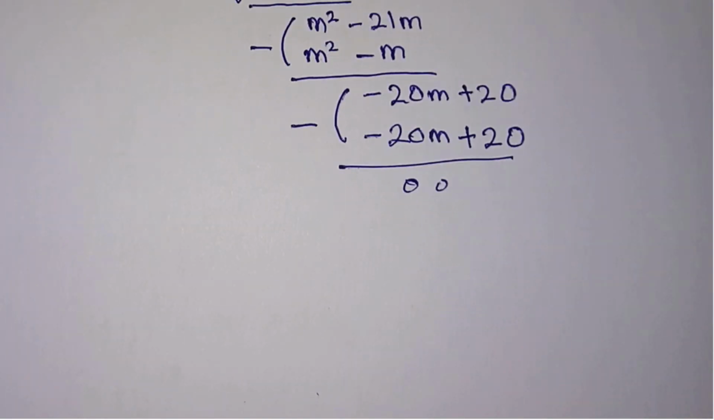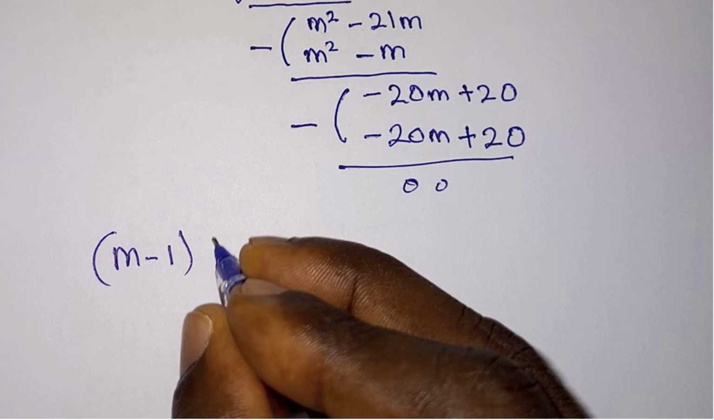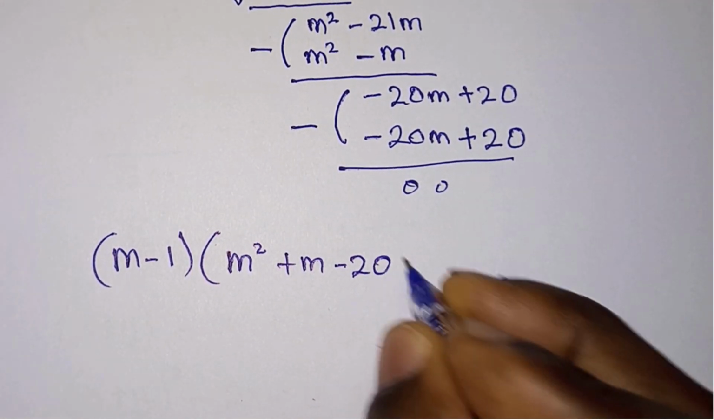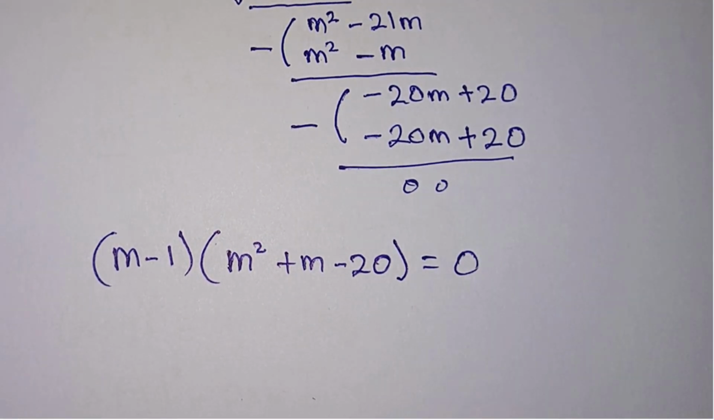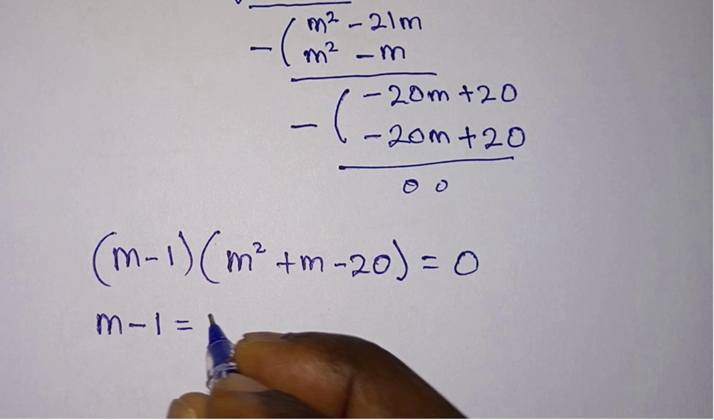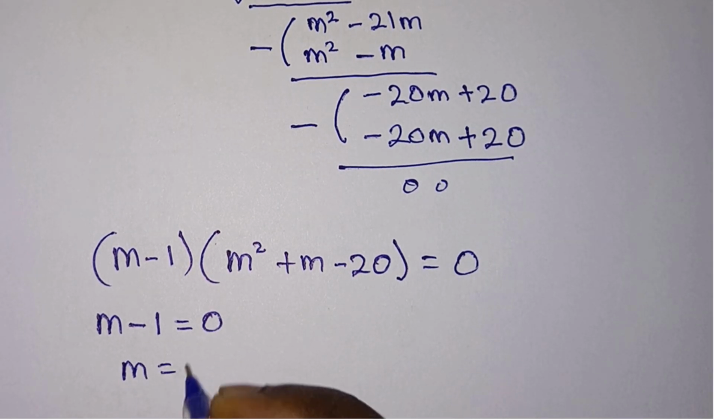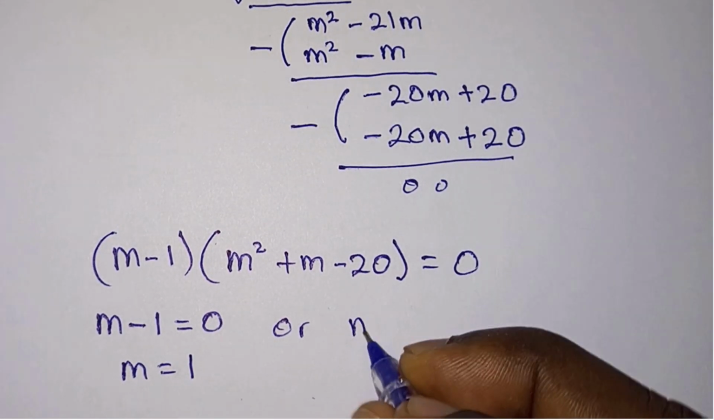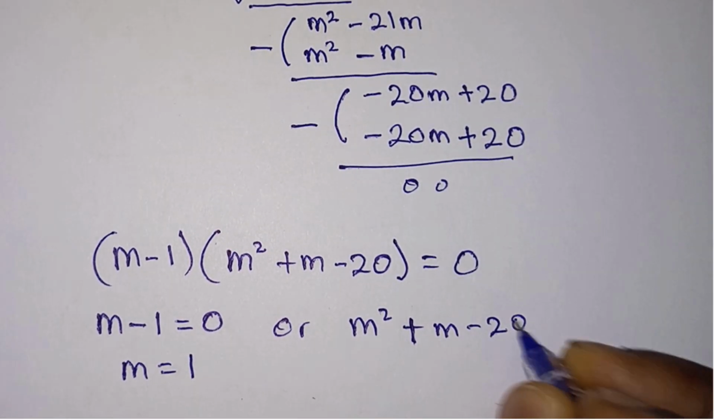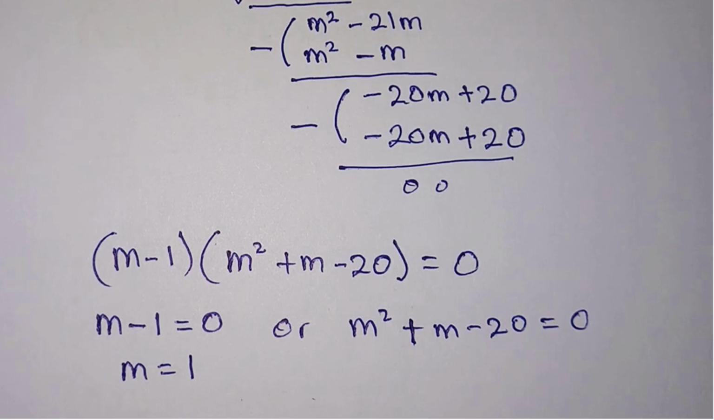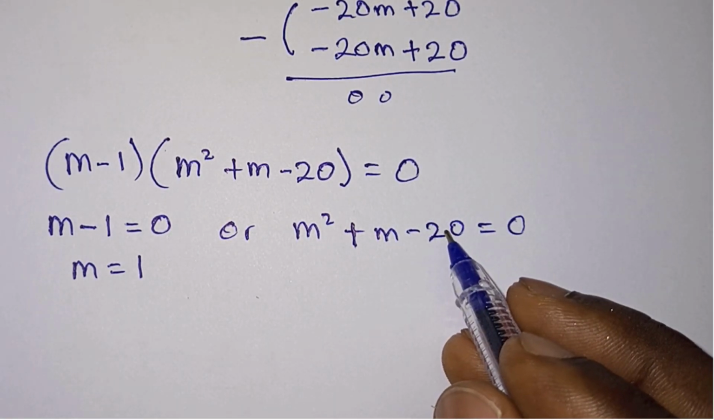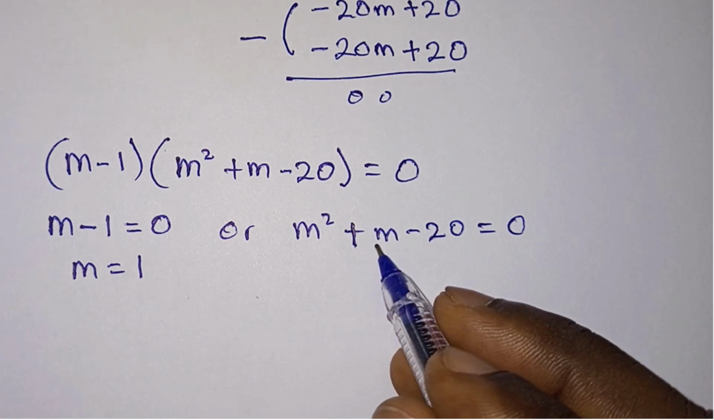So we have (m minus 1) times (m squared plus m minus 20) is equal to 0. So we can say that m minus 1 is equal to 0 and m is equal to 1, or m squared plus m minus 20 is equal to 0. We would find two factors that when we multiply them, we will get negative 20, and when we sum them up, we'll be getting positive 1.